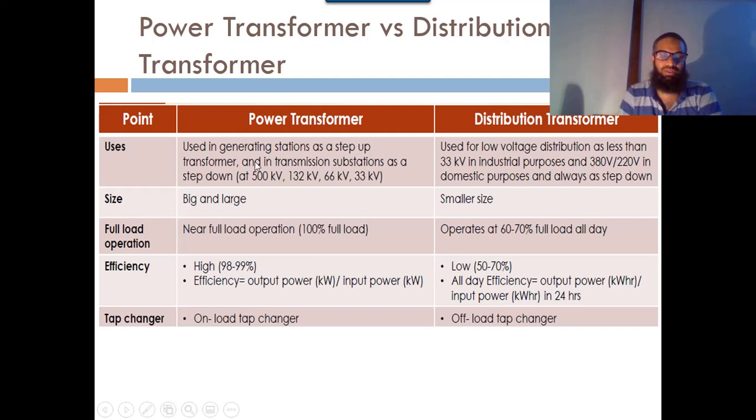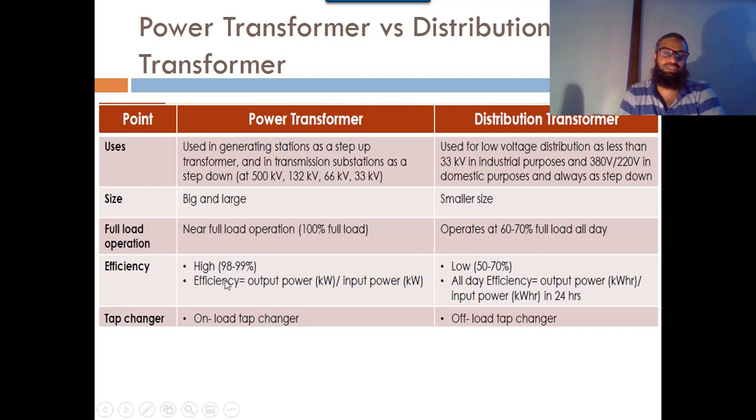The transmission side transformers are very big, while the distribution side transformers are very small, because the transmission side transformers are usually transmitting power in megawatts, while the distribution side transformers are usually transmitting power in kilowatts. Overall, in operation, the transmission side transformers are usually working in full load condition, while on the distribution side the transformers are usually working at 60 to 70% load.